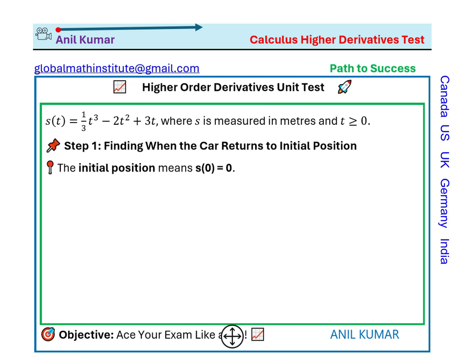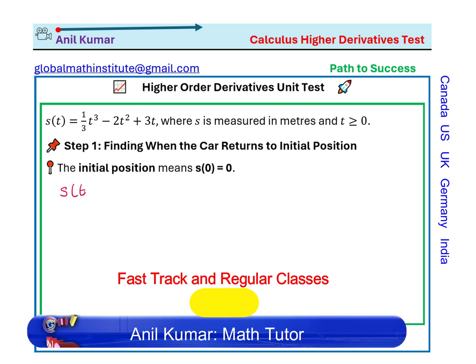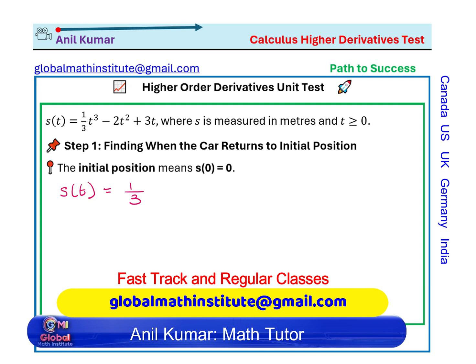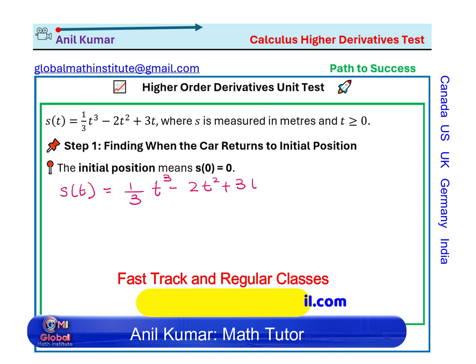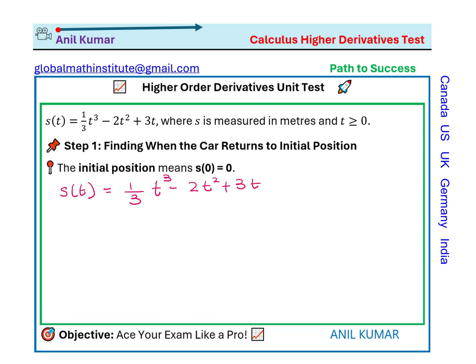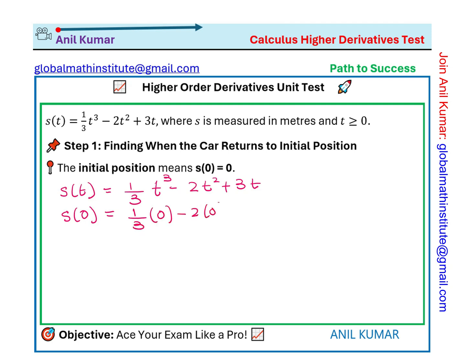So the very first one here is we are given the displacement equation, which is s of t equals 1/3 of t cubed minus 2t squared plus 3t. Step 1, we are trying to find when the car returns to the initial position. Now, what is the initial position? Initial position means if t is 0, then what is the position, right? So t is 0 means 1 by 3 of 0 cubed minus 2 times 0 squared plus 3 times 0, so that is 0. So the initial position is at the origin itself. You get the whole idea, right?